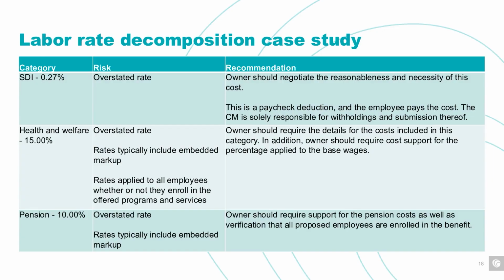Then we've got health and welfare and pensions. So the key risk here, right, is we're trying to ensure that these rates are reasonable and they're not overstated. And so what we want to see from our contractor is something that clarifies specifically what's included in these rates, who's eligible for them, and how do they arrive at their rates that they're showing here of 15% and 10% of the base wage. Some key questions to ask here are for things like healthcare and benefits, right?